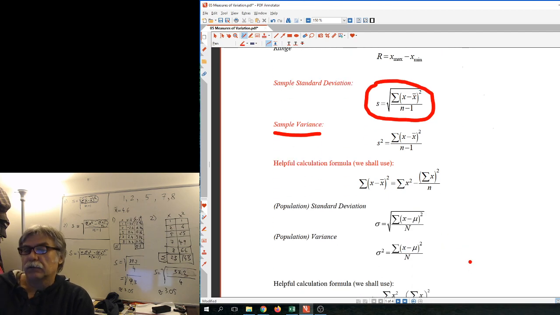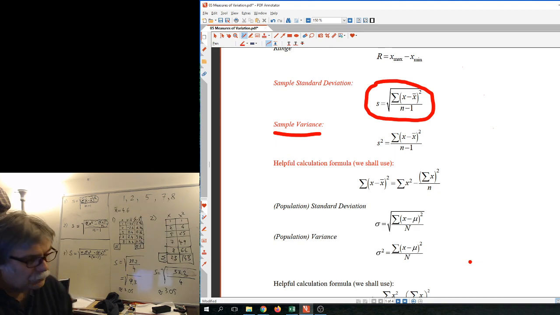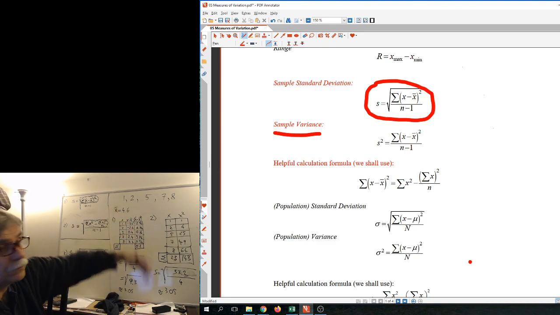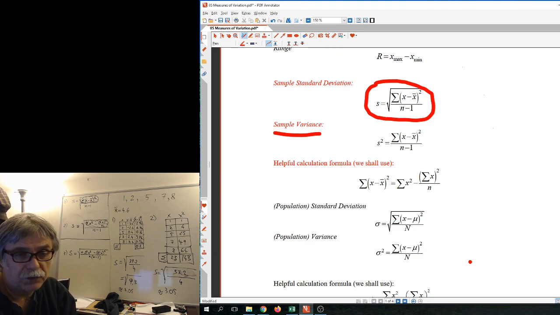You can do the same thing with the population, but there is a slight difference when you do that with the population. Why would you want to do it with the population? Well, if this is a population, then you're going to be calculating population standard deviation and population variance. The relation between the variance and the standard deviation is always the same. The variance is a square of a standard deviation. The standard deviation is a square root, radical of variance.